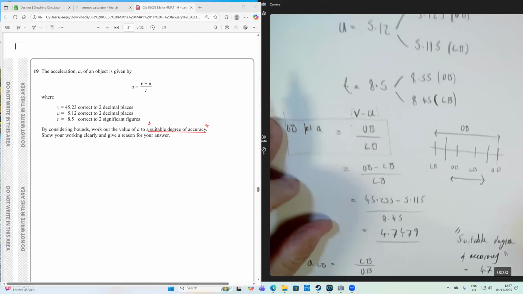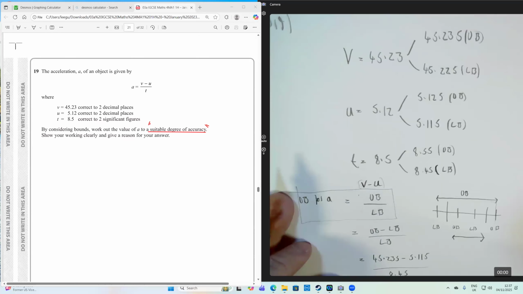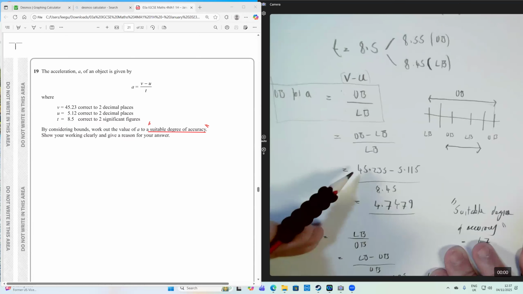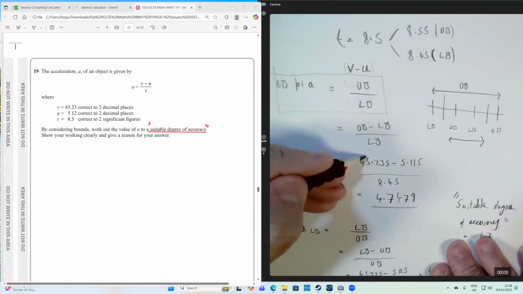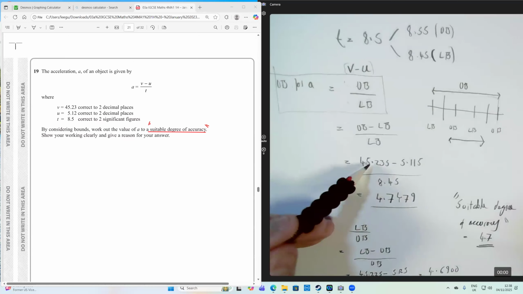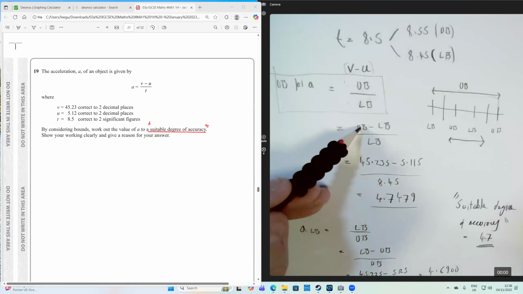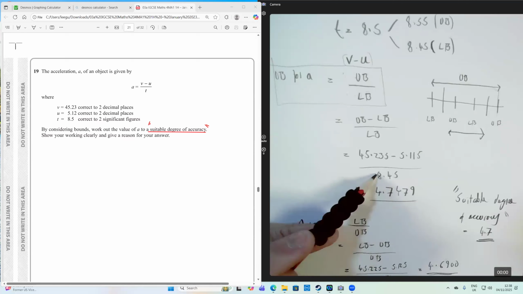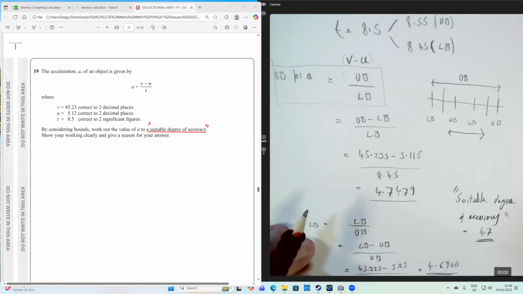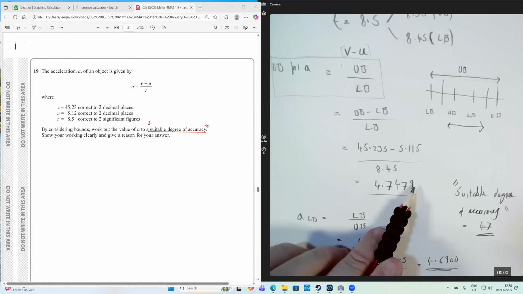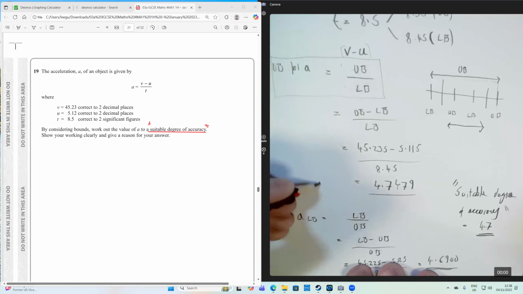So we're going to have the upper bound for v, which is 45.235, take away the lower bound, which is 5.115. So that's how we get an upper bound take away lower bound. And we need to divide that by the smallest bound of t, the lower bound for t, and that gives us 4.7479. So that's the upper bound for A. Okay, a little bit confusing, I know.